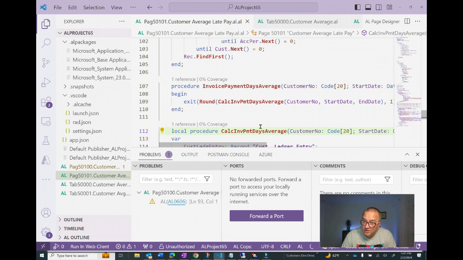Let me know what other fields you're using for managing the cash flow. What things you're looking at in Business Central to make sure your cash flow doesn't slip. Thank you, and I'll see you in the next one.